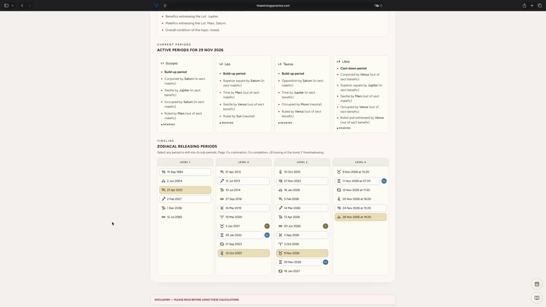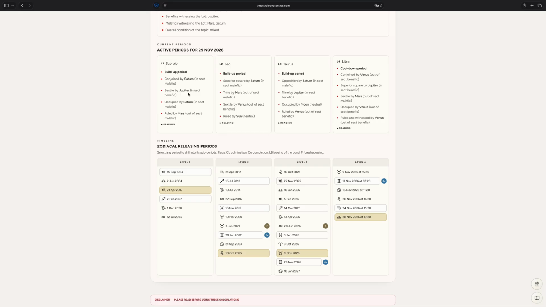And the zodiacal releasing periods will be calculated by the website and shown. So right now, Prince Harry is in a level 1 Scorpio period, which began on the 21st of April 2012.